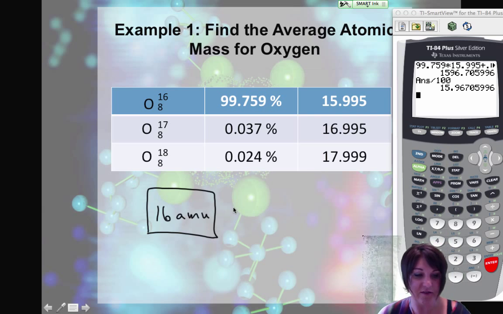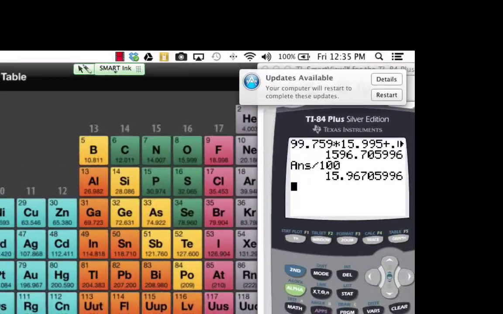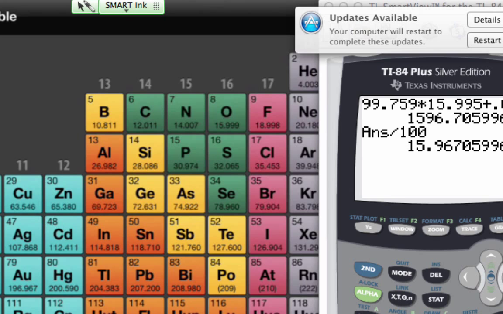So look at your periodic table. Does that seem right to you? Let's look at our periodic table. Oxygen says 15.999, and we said 16. So hey, we are good.